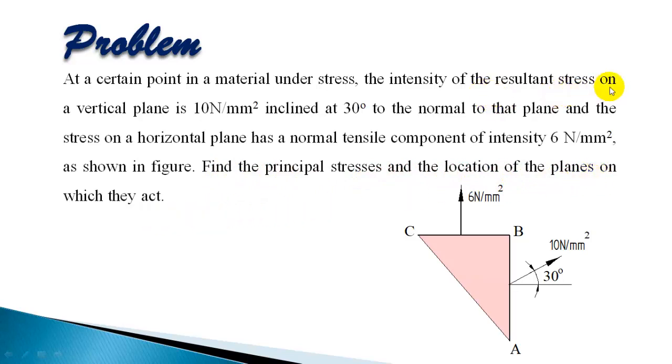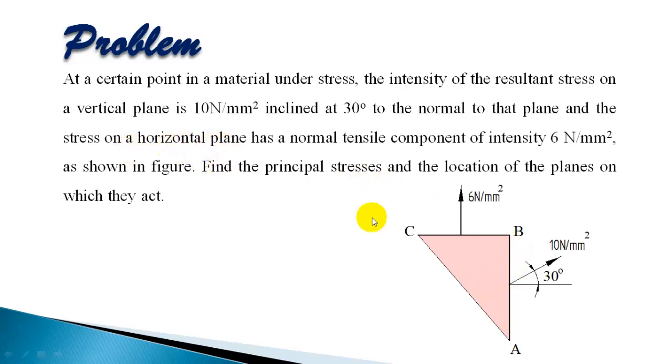So the intensity of resultant stress on a vertical plane you have 10 Newton per mm square, but it is inclined 30 degree. So this is a resultant stress on this vertical plane, and that makes an angle 30 degree from the horizontal. So this will have a normal component and a tangential component. The normal component is the normal stress, the tangential component will give the shear stress.